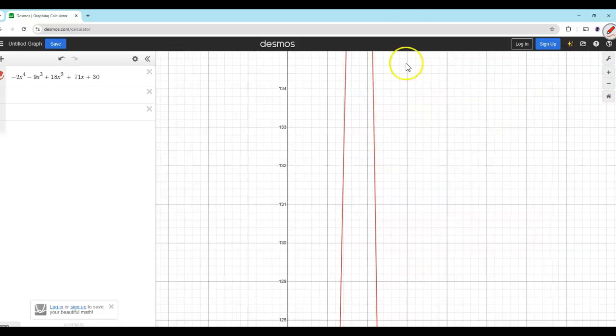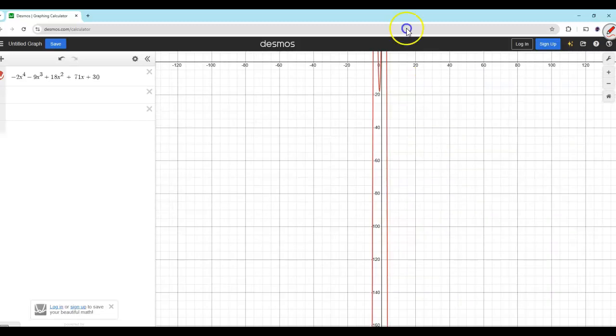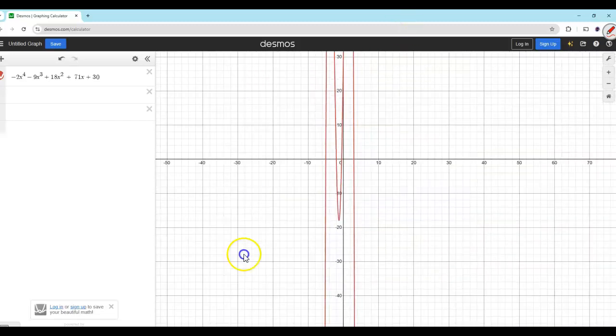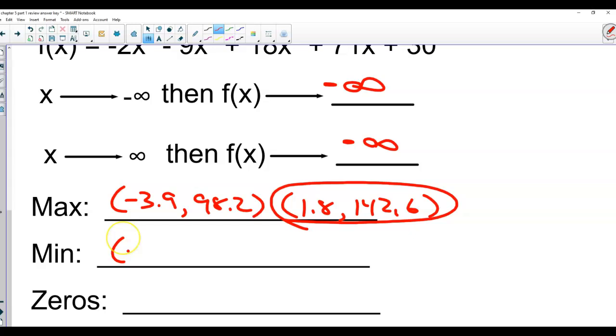But we do have a local minimum. And that local minimum, if we scroll out here, is right here. This is the local minimum. Negative 1.2, negative 17.9. That is a local minimum.